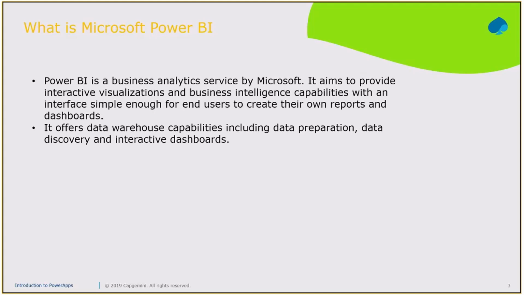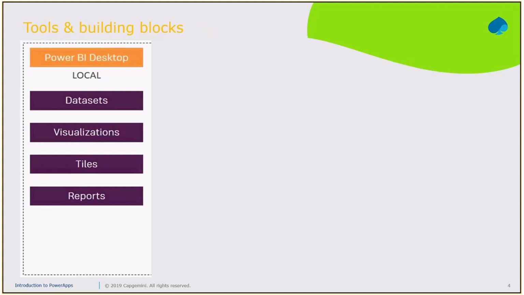Moving on to the next slide. Now this slide talks about the tools and building blocks. We're going to discuss the tools which build up Power BI. The first thing we see here is Power BI Desktop. Power BI Desktop is a local application which is installed and made available on Windows. Basically, this is a Windows application which you can download and install on your system, so that's why the word local is mentioned here.